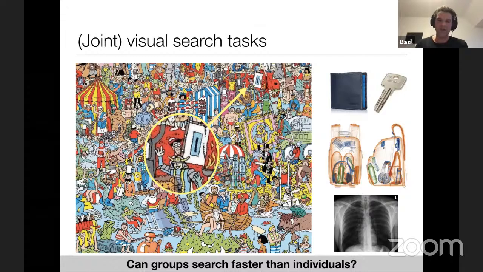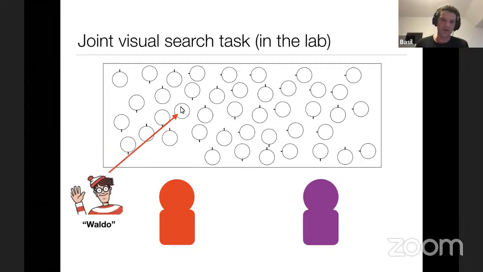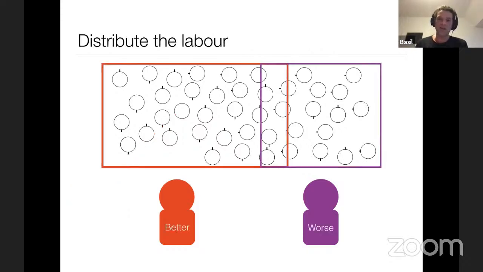A first question that you can ask when you investigate joint visual search tasks is whether groups can search faster than individuals. So in other words, whether there's a group benefit in performing a search task together. When you study this task in a lab, things become a bit more abstract. So instead of finding Waldo, you look for a circle. So Waldo becomes this little circle here, which you need to look for among these distractor objects. When participants do such a task in a lab, they often tend to divide the labor.